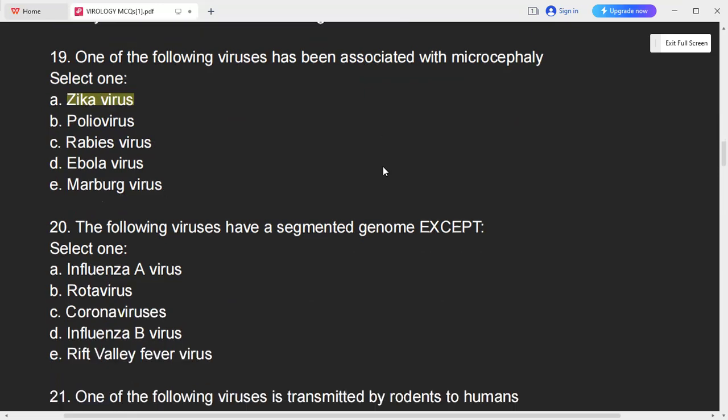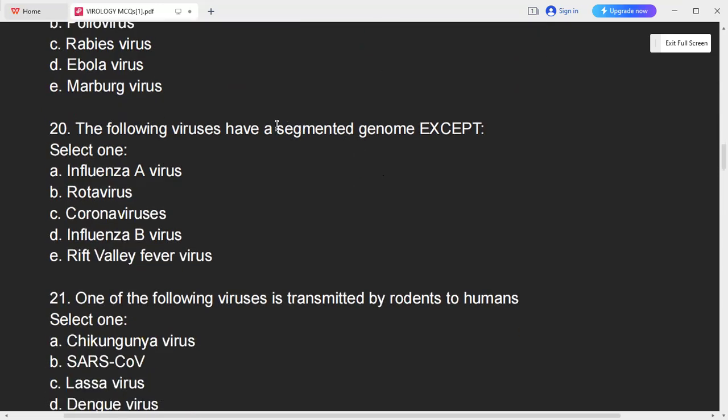Okay. Number 20. The following viruses have a segmented genome except. So I feel for these viruses, knowing which virus is DNA, which virus is RNA, knowing which virus has a segmented genome, knowing which virus is naked or enveloped, those are things that you should be reading daily so that you get to understand them, because there's no set formula. You can get these formulas from the internet, but there's no set way of remembering them. So you have to remember them, the naked ones, the enveloped ones. So you have to practice every day. Okay, so what is the answer here?